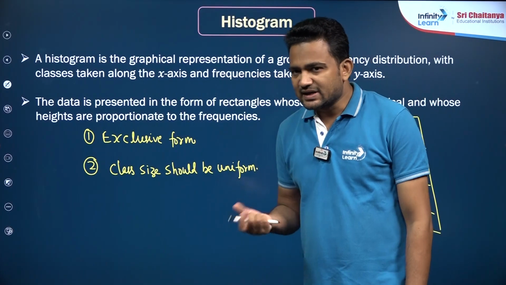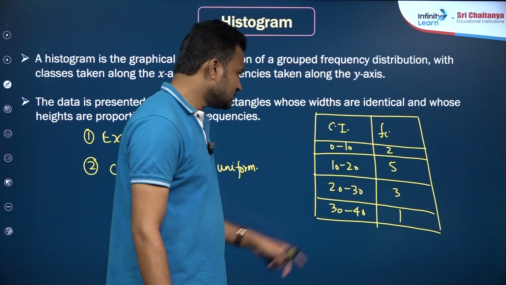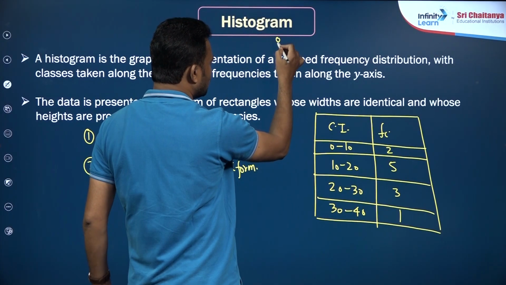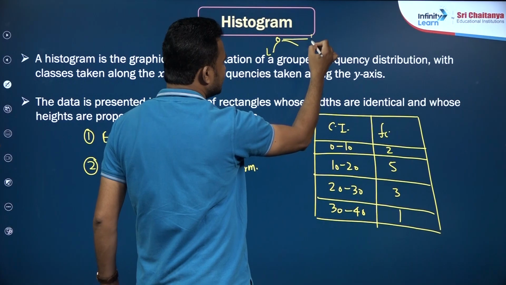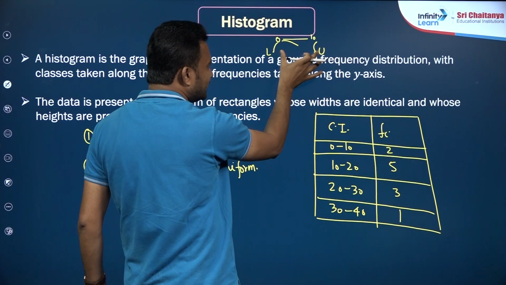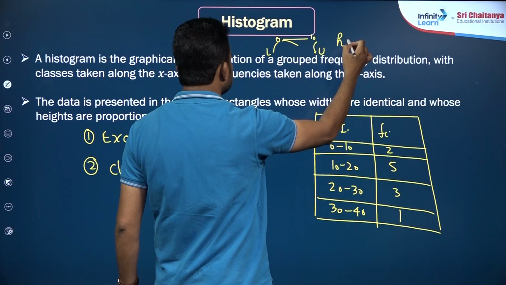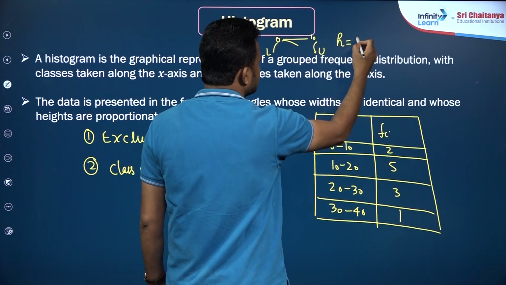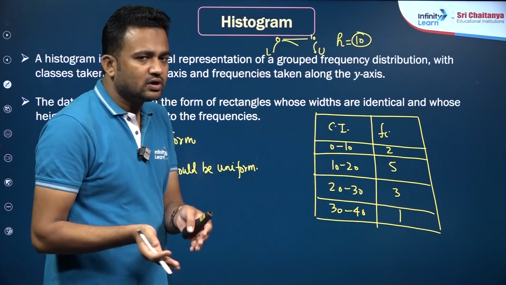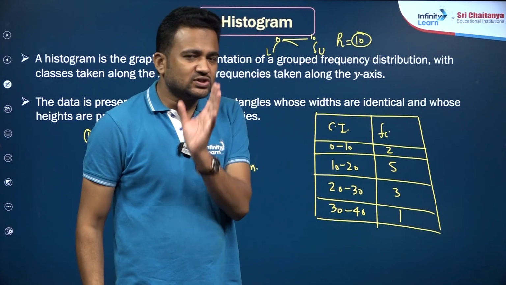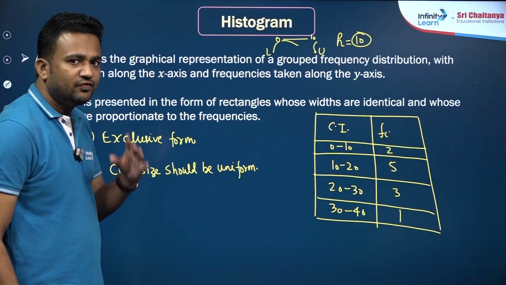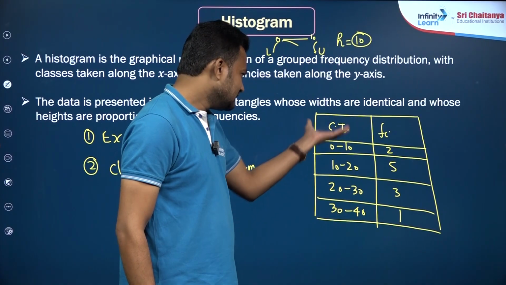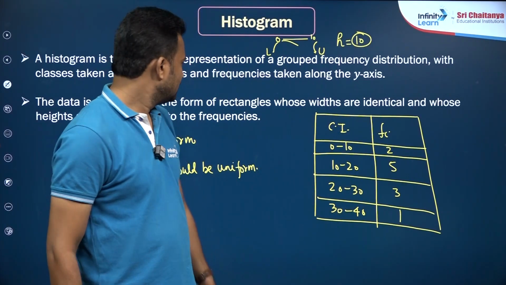Let us see what is class size or class width. Here we have class intervals 0 to 10, 10 to 20, 20 to 30 and 30 to 40. This 0 is called the lower limit, represented by L, and this 10 is called the upper limit. If you take the difference of the upper limit and lower limit, you get the class size, which is represented by H and is also called the class width: 10 minus 0 is 10. The class size for every class interval should be the same, then it is uniform. If it is different, then it will not be uniform. Here it is 10, 10, 10, 10, so the class size is uniform.